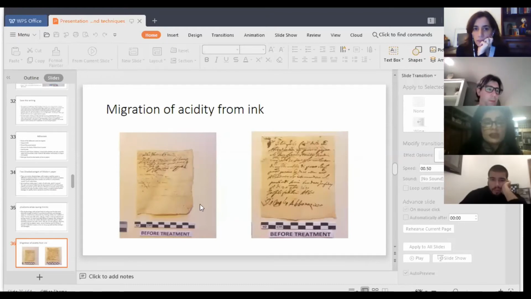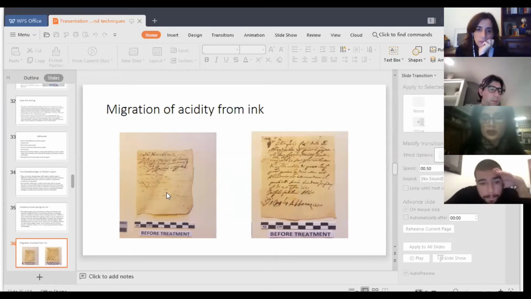Just some of the examples of restoration that we conducted. This is an example of migration of acidity from ink. As you can see, this is iron gall ink, and it creates a lot of perforation and acidity. This is the recto and the verso. The acidity is visible on the verso of the paper as well.